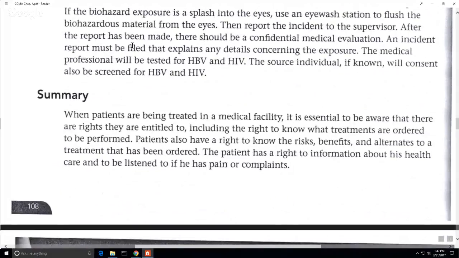Summary. When patients are being treated in a medical facility, it is essential to be aware that there are rights they are entitled to, including the right to know what treatment is ordered and to be performed. Patients also have a right to know the risk, benefit, and alternatives to treatment that has been ordered. The patient has the right to information about his health care and to be listened to if he has pain or complaints.